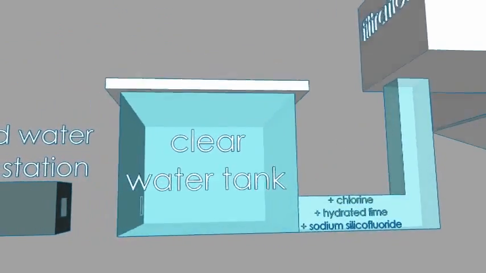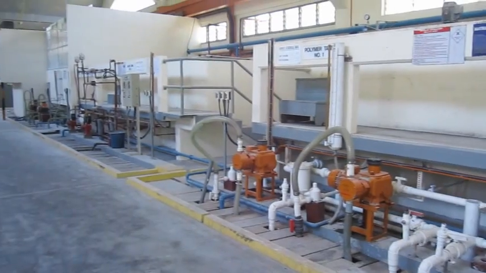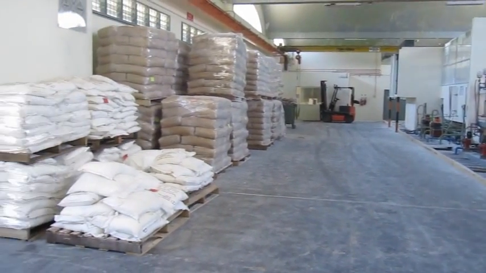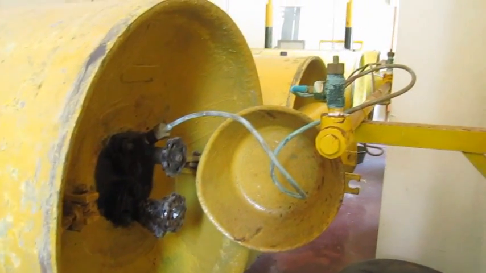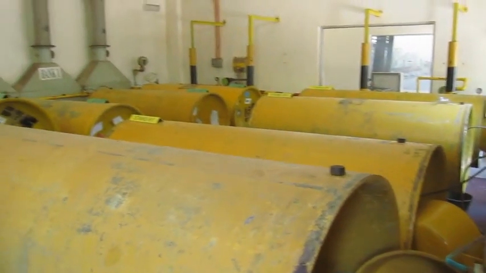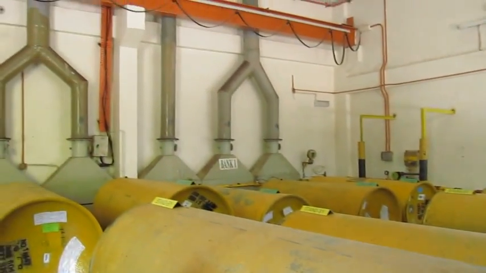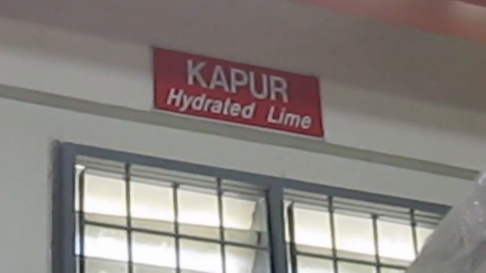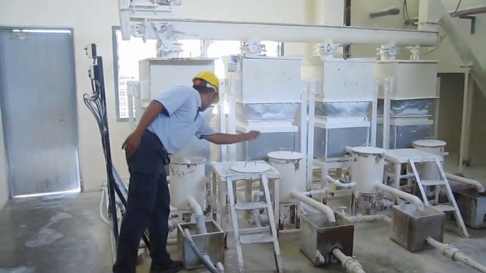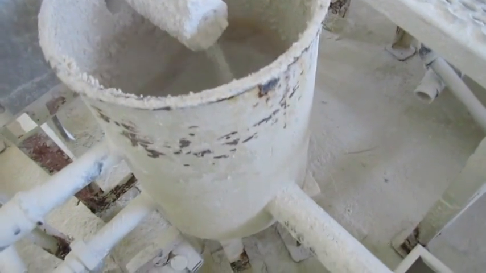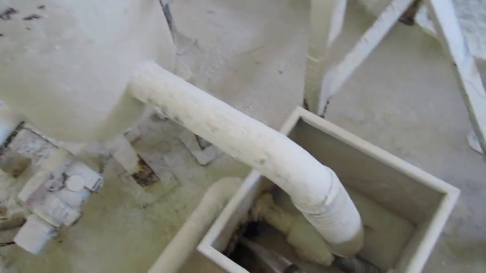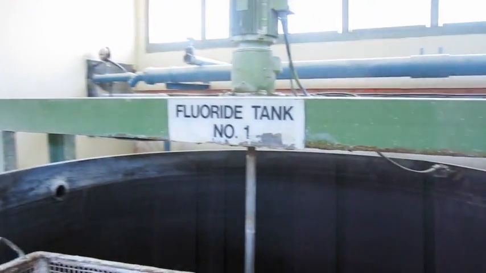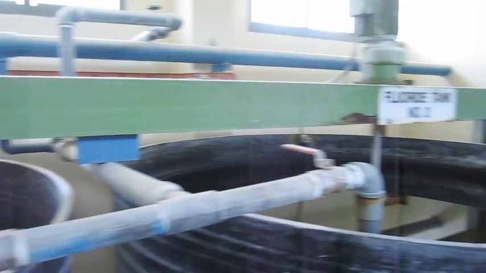In the clear water tank, the water is disinfected to destroy microorganisms which still remain in the water after filtration. Chlorine compounds are normally used for disinfection. The pH is adjusted using hydrated lime. Fluoride is also dosed into the treated water to prevent tooth decay.